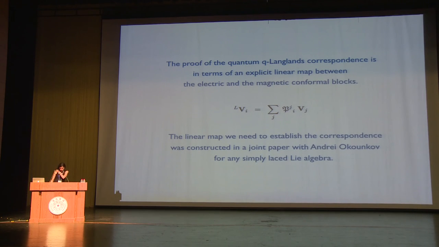Now, the proof of the quantum Q Langlands correspondence that we give is very explicit. It's given in terms of an explicit linear map between the electric and the magnetic conformal blocks. The linear map that we need to establish this correspondence was constructed in a joint work with Andrei Okounkov for any simply laced Lie algebra.